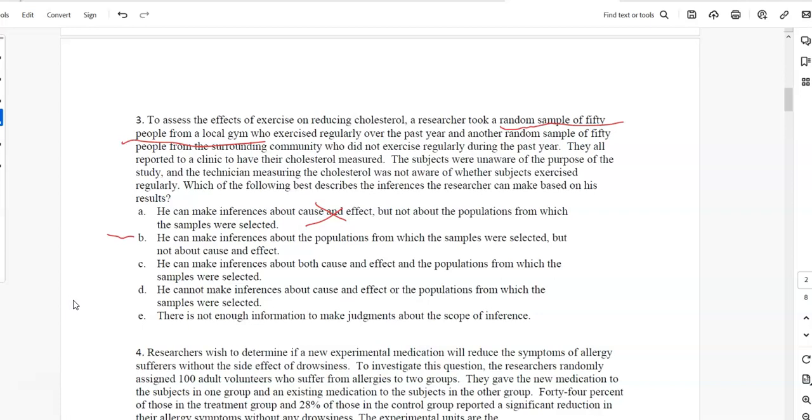But I need to read all of them. I always read all of them. You can make inferences about both cause and effect. No, you definitely can't do that. About cause and effect, no. It's not even an experiment. This is not enough information to make judgments about the scope of inference. We do have random selection, so I think we can do that. So B would be the correct answer.